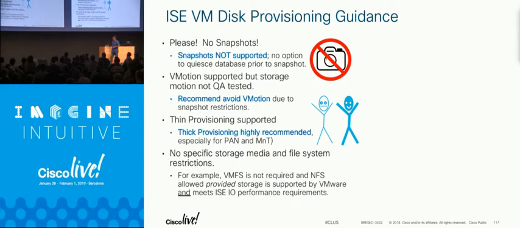vMotion is supported, but not really QA tested, right? So we have seen, at least I've seen some issues with vMotion. So typically try to avoid it, but if you're using vMotion and you have a scenario, then I would love to hear about that, and then probably after the session, I can go over what works, what doesn't work.